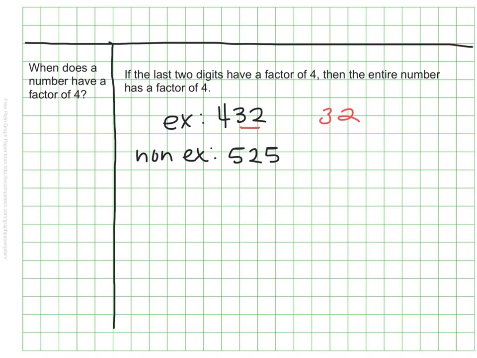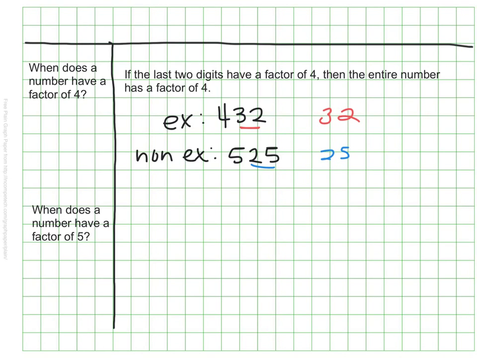On the other hand, 525. The last 2 digits here are 25. I know that 25 cannot be divided evenly by 4. It is not divisible nicely by 4, therefore 525 is not divisible by 4, and 4 is not a factor of 525.